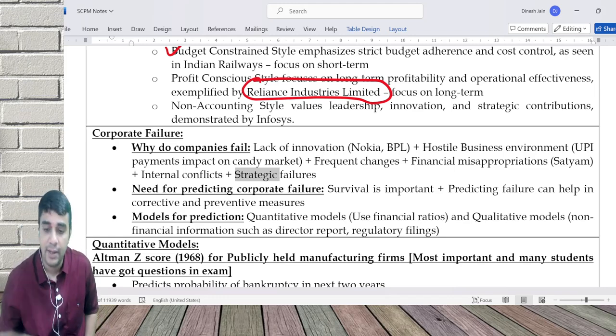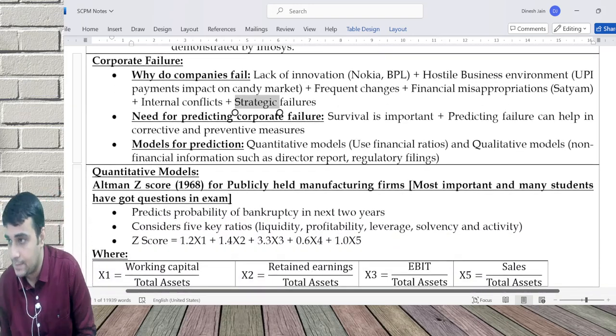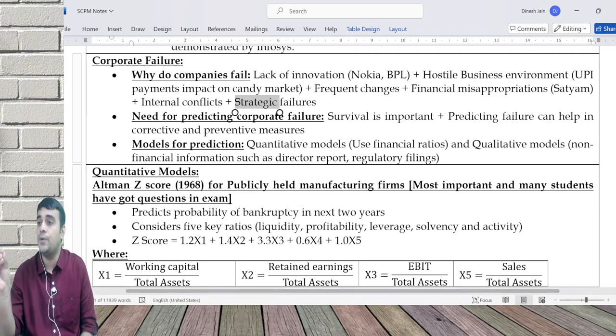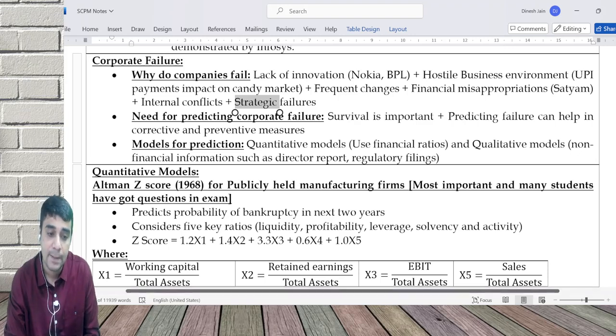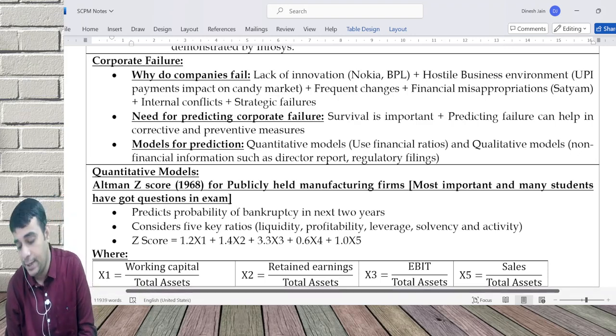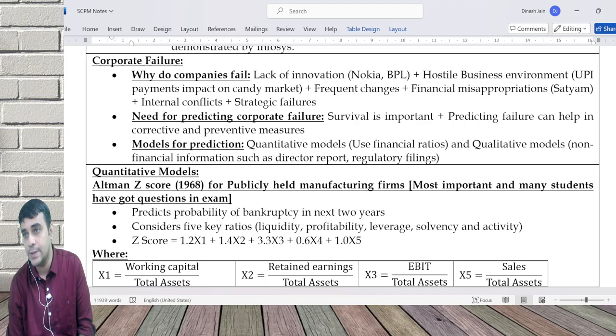I've already written there. Most important, many students have got questions in exams from this. Something which you have to 100% read before exam. What it does, it predicts probability of bankruptcy. It predicts what? Probability of bankruptcy in the next 2 years.